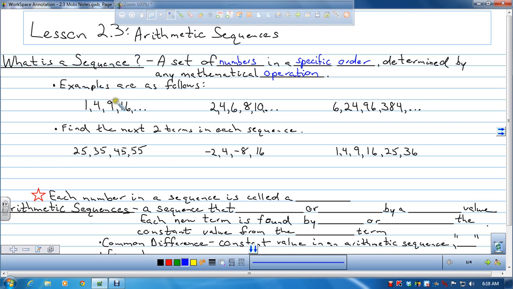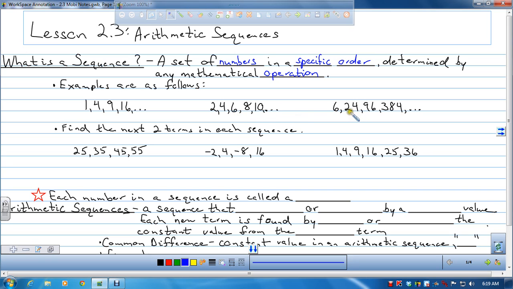You'll see 1, 4, 9, 16. Hopefully you can see what's happening there. We went up by 3, and then we went up by 5, and then we went up by 7. So you should be able to pick out what would be next. We're going up by odd numbers, right? Here, this next one, pretty simple. 2, 4, 6, 8, 10. Going up by 2s, or counting by 2s there.